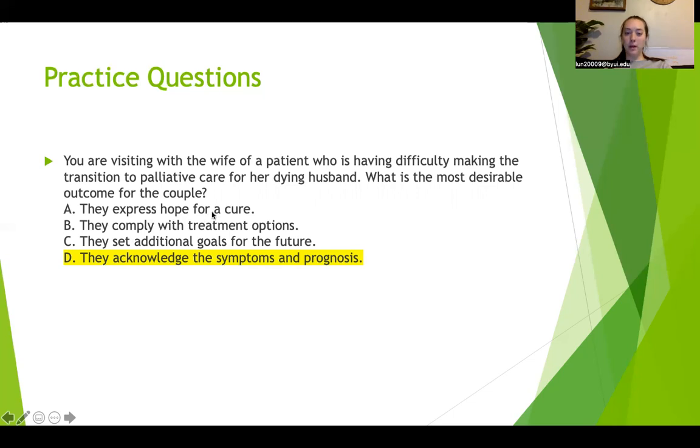Express hope for a cure. Well, her husband's dying. It's better to be realistic at this point. B, they comply with treatment options. Palliative care for a dying person is not going to be focused on treatment. And set additional goals for the future. The future is very unclear. They probably don't have a lot of time left. So, acknowledgement is the best outcome for this couple.